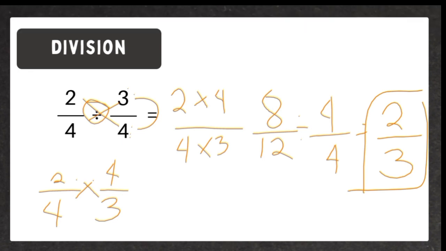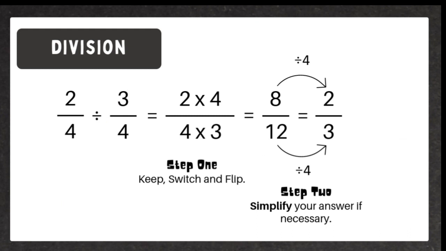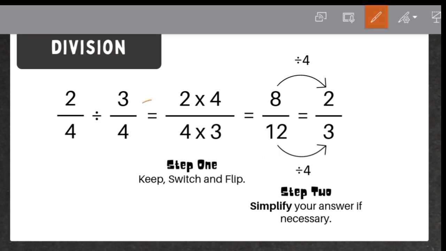So let's see a clearer picture. Again, we just need to reciprocate this one and change the division into multiplication. Right? So 2 times 4 is equal to 8. 4 times 3 is equal to 12. And you just need to simplify, since their GCF is 4. You divide by 4. 8 divided by 4 is 2. 12 divided by 4 is 3, which gives us our final answer, 2 over 3.